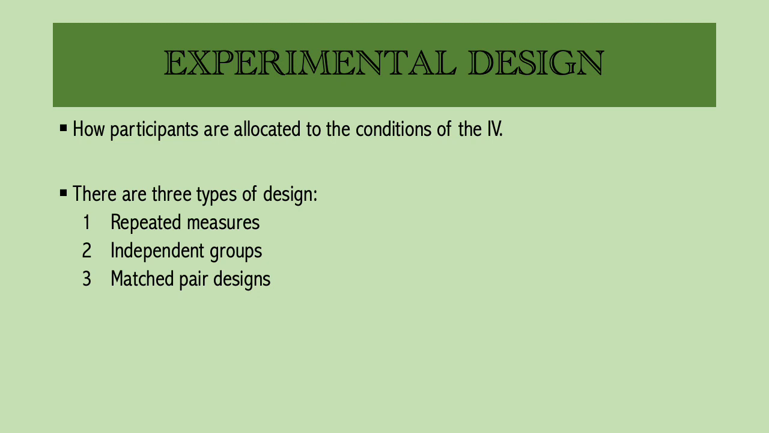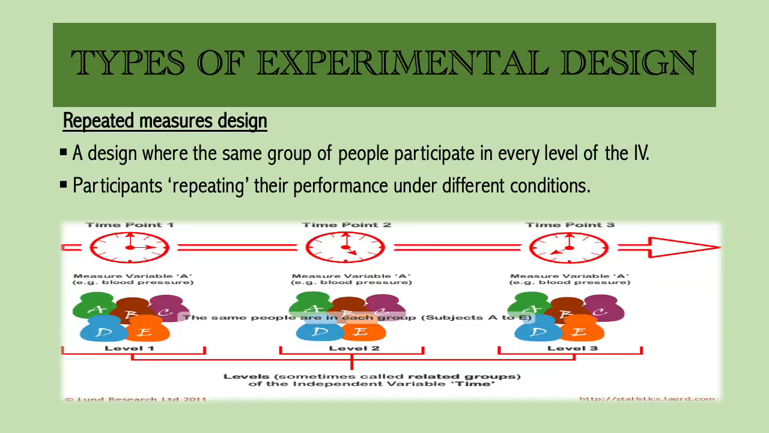So there are 3 types of design, or three ways in which participants can be allocated, which are repeated measures, independent groups, and matched pairs design. Today I'm going to go through the definition of each of these experimental designs, okay? Alright, now the first one is repeated measures design.